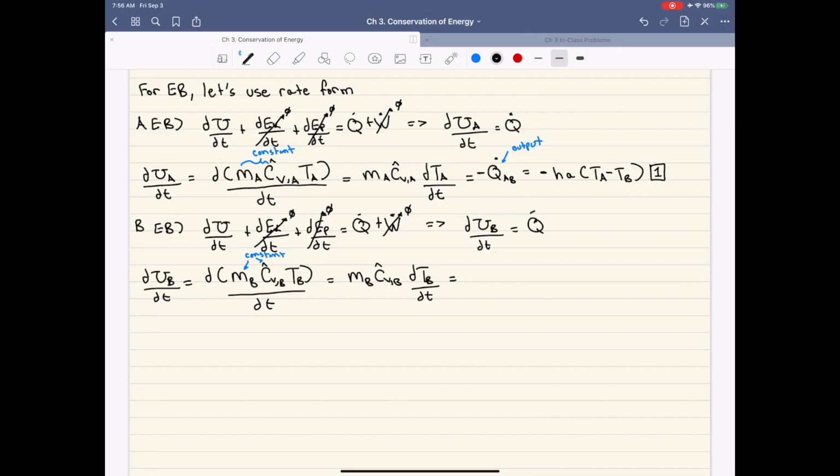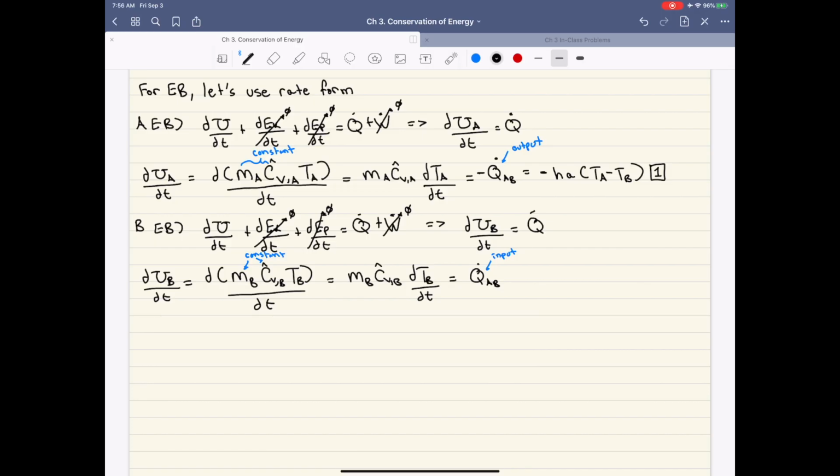For heat, there are 2 heat components that we need to deal with here. There's the heat that goes from the gas to the cylinder, so that was QAB. And in this case, it's going to be positive, because this is going from system A to system B. So this is going to be an input.